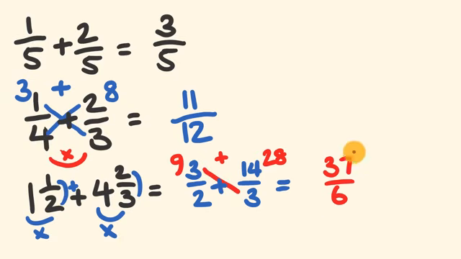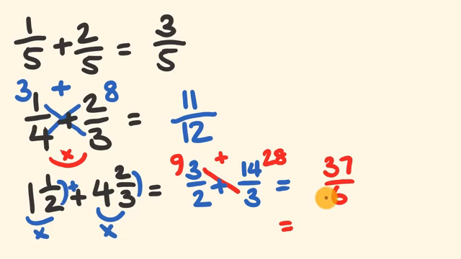They're going to ask you to simplify this further. Now, how do we simplify this? Simple. This means 37 divided by 6. Any fraction, even if it's this one here, means 3 divided by 5, 11 divided by 12. And this one means 37 divided by 6.